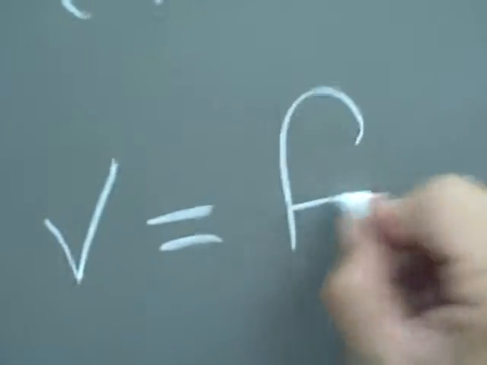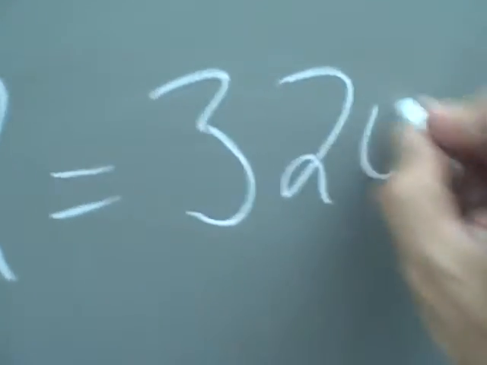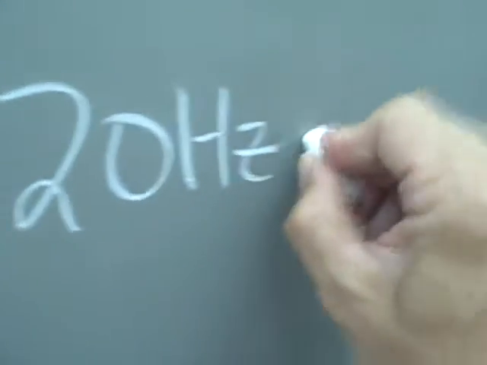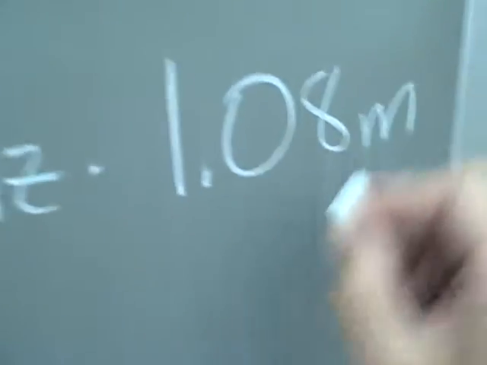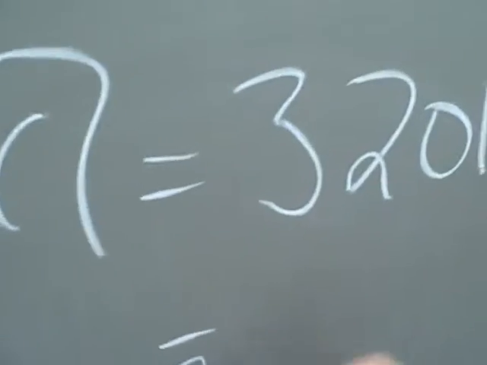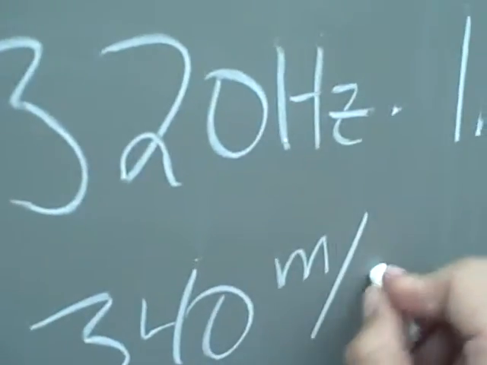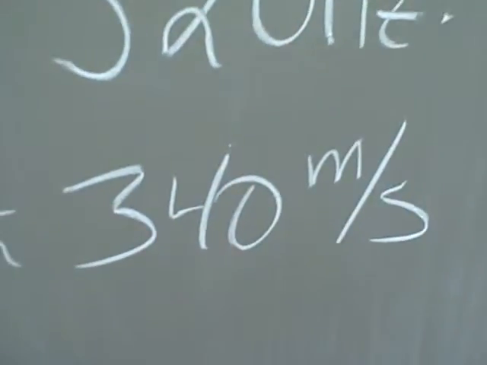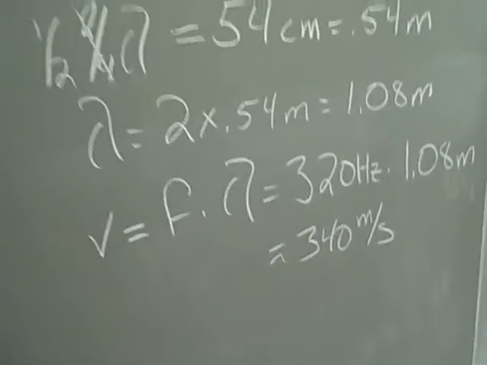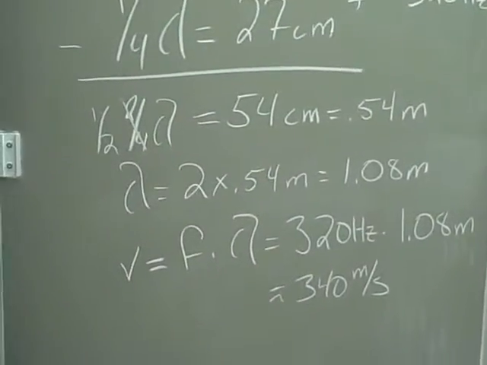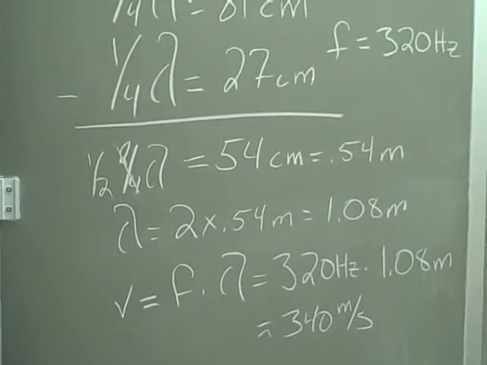Speed is frequency times wavelength, 320 hertz times 1.08 meters. So that's going to be, if I'm doing my math right, somewhere around 340 meters per second. You can calculate that exactly. And we had said we expected the speed to be somewhere around 343 or so. I think it's a little warmer now than it was this morning, but the result is about the same.